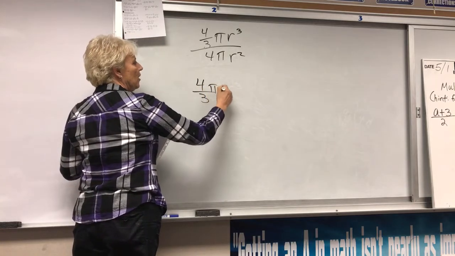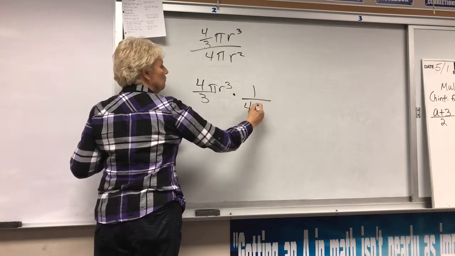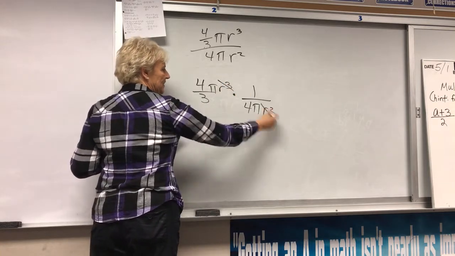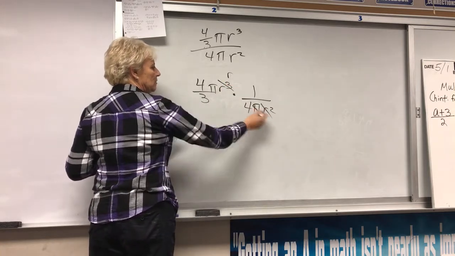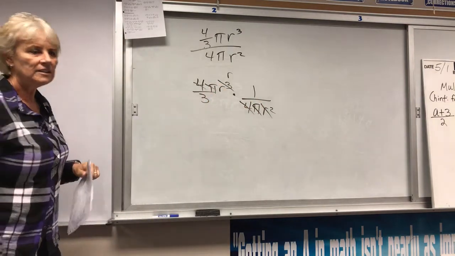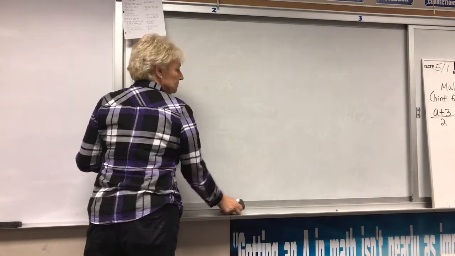4/3 pi r cubed times 1 over 4 pi r squared. And then you can cancel that and that. Leaves you 1 r. Pi's are gone, 4's are gone, r over 3. And that's today's lesson. You're multiplying.